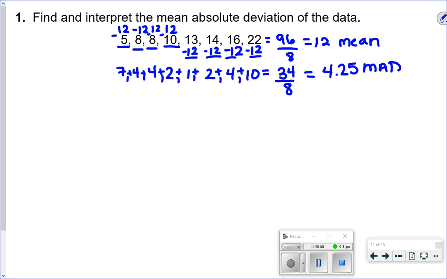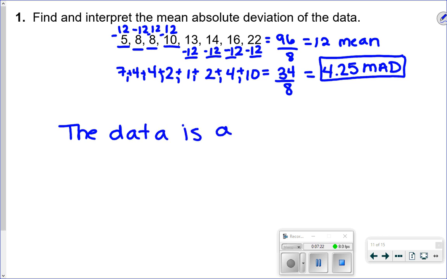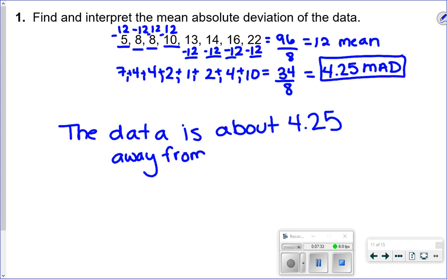Now compared to my last one, that means my numbers are much more spread apart. The last one, they were all very close to each other and close to the mean, but here I have a lot more spread, a lot more distance to my numbers. I don't really know what this situation is about. It's just a list of data. So I'm going to just write the data is about 4.25 away from the mean of 12.